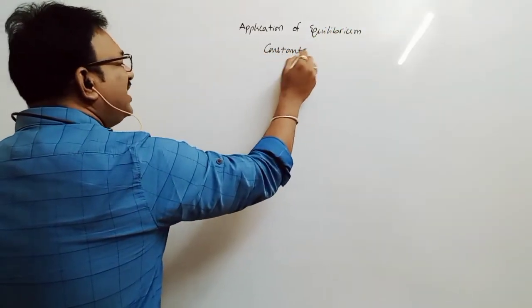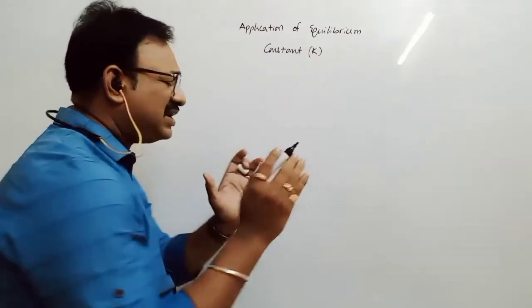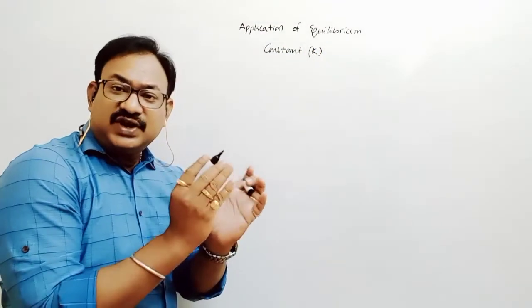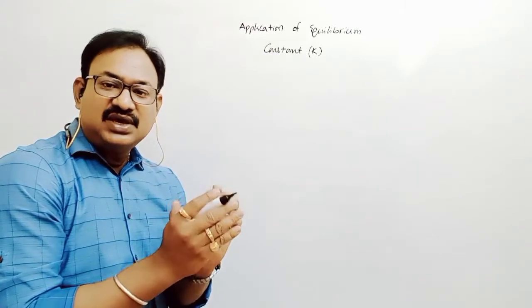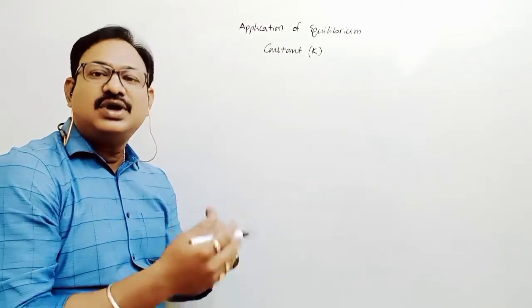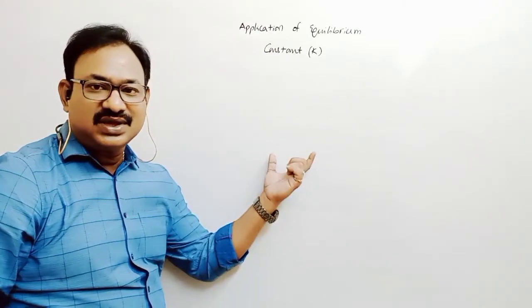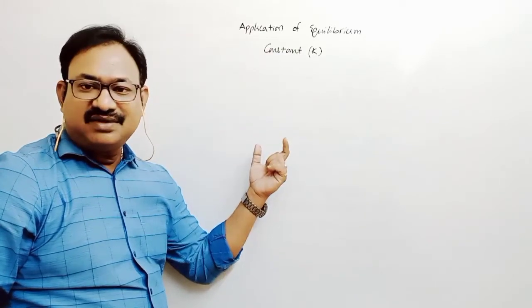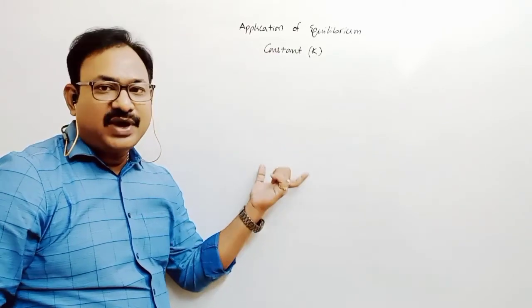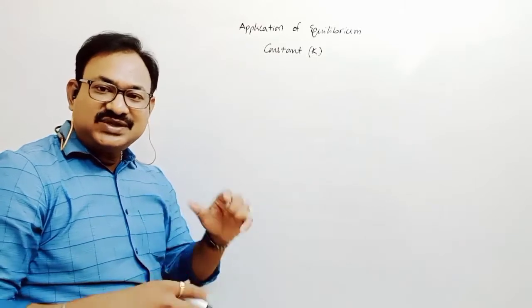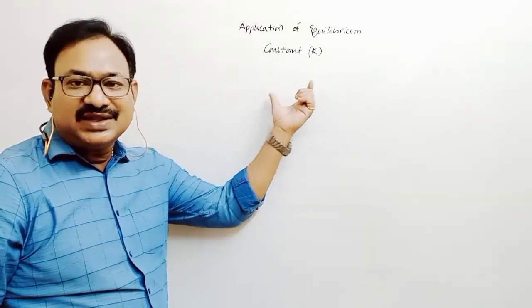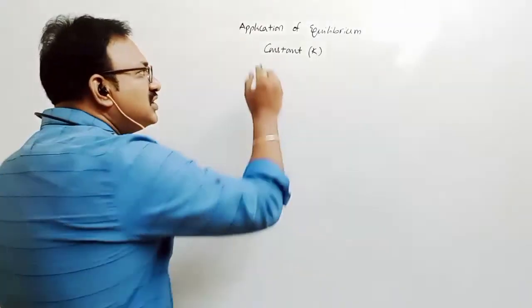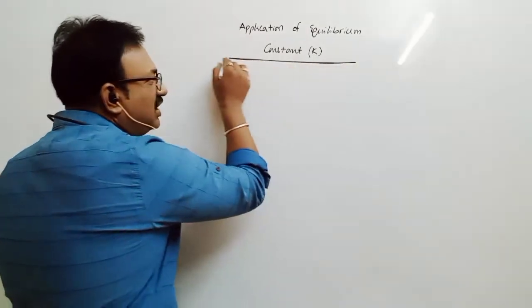See, I am just writing here K. I am not differentiating to Kc or Kp. You just take दोनों और similar way behave करते हैं. One is in terms of concentration, one is in terms of partial pressure. Both behave in a similar way. That's why we are taking like this. Okay. Application of equilibrium constant K.